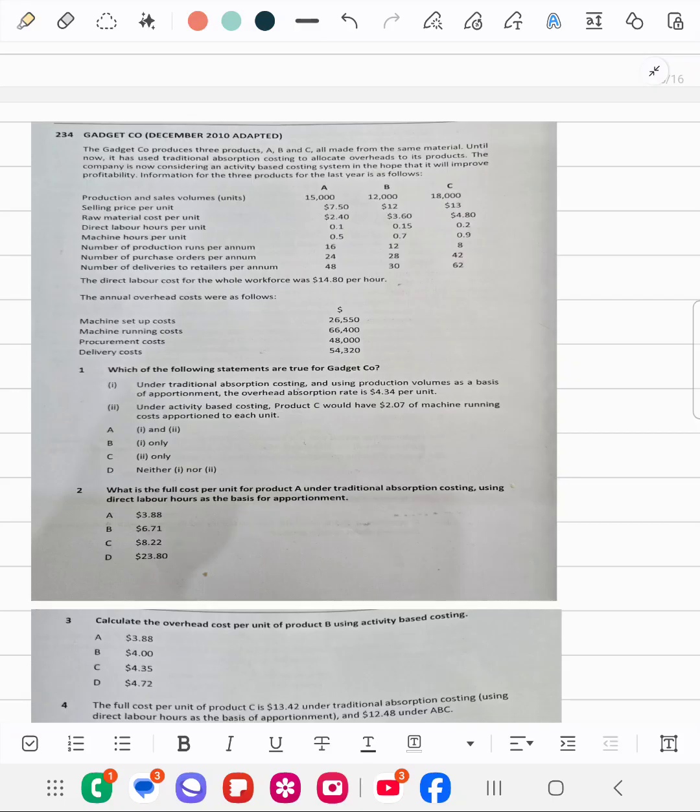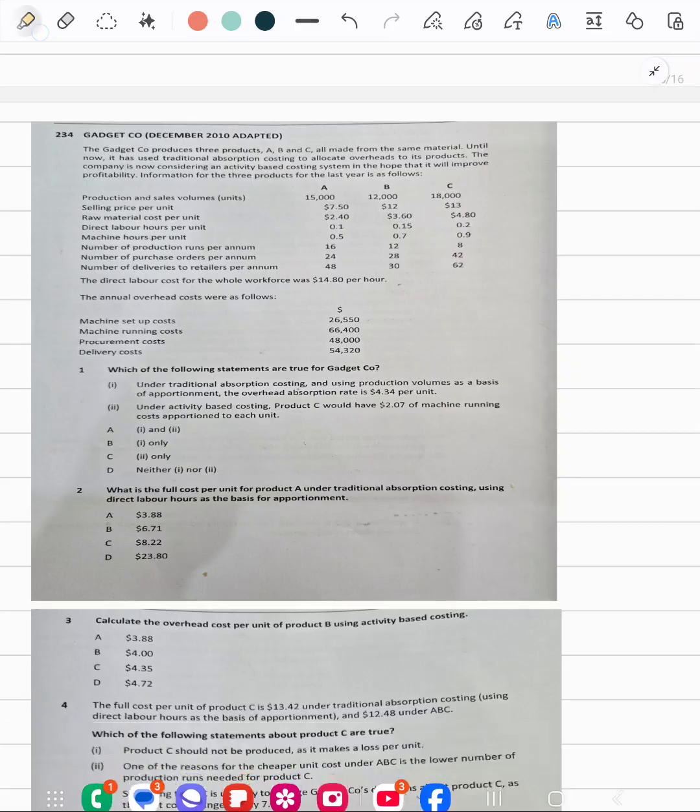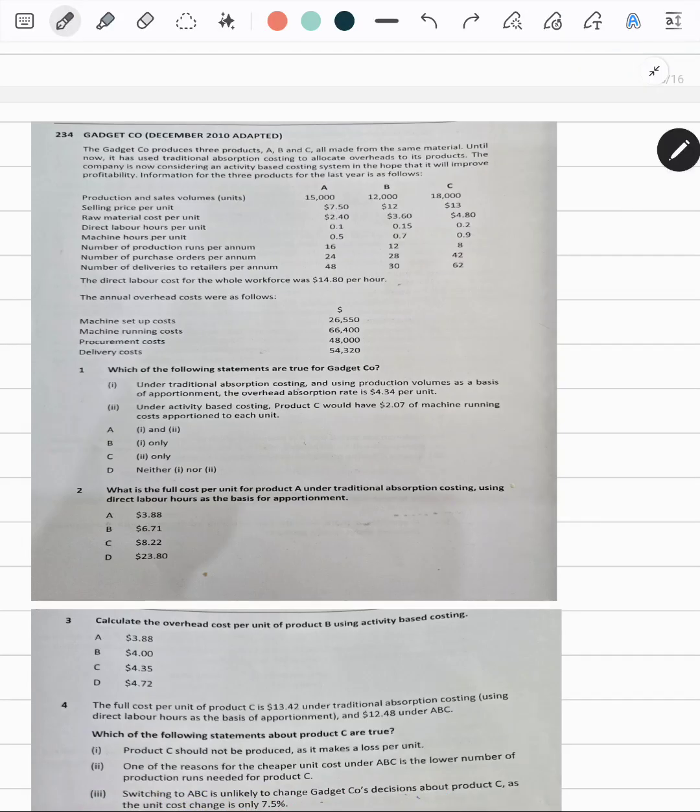So the total overheads should be 26,550 plus 66,400 plus 48,000 plus 54,320. After totaling, my cost comes out to be 195,270. These are the total overheads cost.